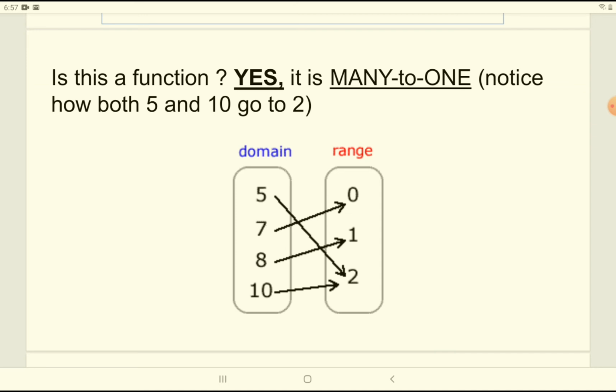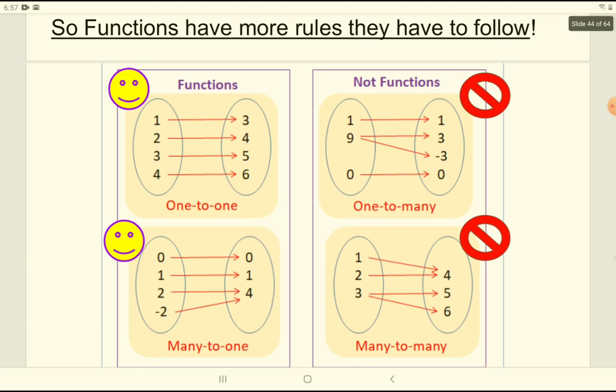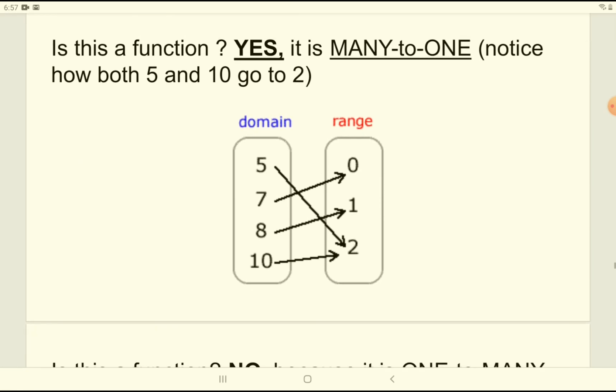Is this a function? So we're going to see how the arrows are behaving. It looks like 5 goes to 2, 7 goes to 0, 3 goes to 1, and 10 goes to 2 also. So this is actually a many to 1. Notice how both 5 and 10 go to the number 2. That's why it's called many to 1. And if we go back up, we can see that this actually is a function. So yes, this is a function.